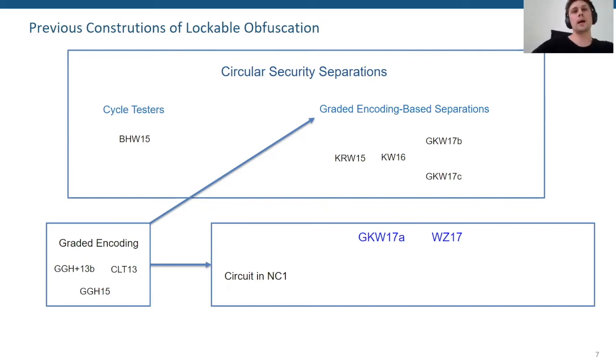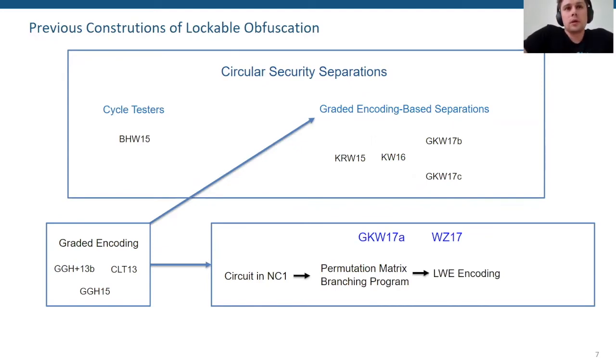Now this technique requires us to take a circuit which is of logarithmic depth, compile it, represent it as a permutation matrix branching program, and then, using learning with errors, encode this permutation matrix branching program in a very special way to build lockable obfuscation. The actual construction is a little bit involved, so I'm not going to go into details, but this shows us that cyclic testers, or the graded encoding schemes that were provably secure under learning with errors, were crucial to build lockable obfuscation.